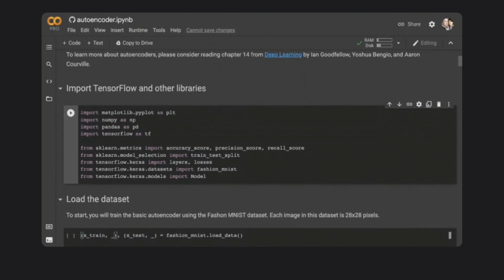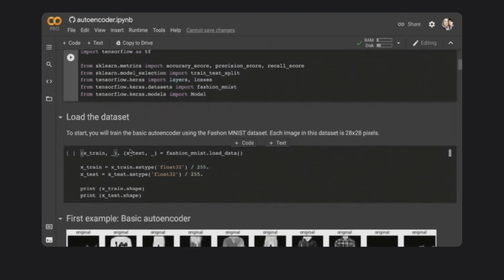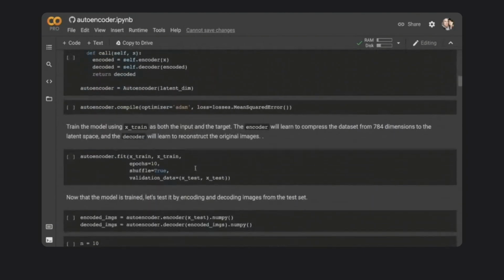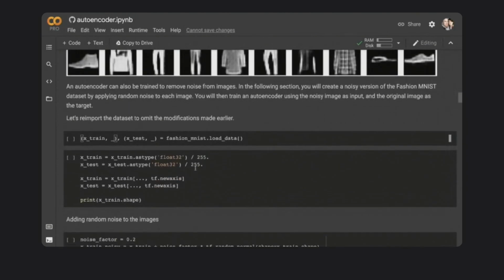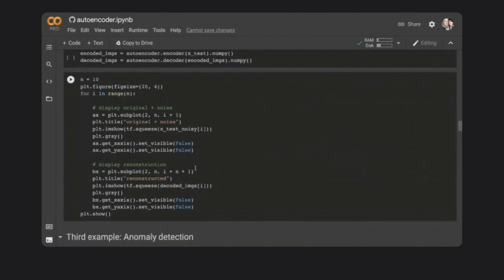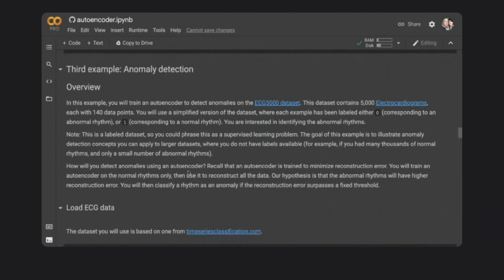But first, before we do that, we need to import TensorFlow and other libraries. So I'm just going to run this cell. What this is doing is just importing everything that you need for TensorFlow and NumPy and Pandas and all that kind of stuff. Okay, so the second thing that says load the data set is for fashion MNIST. I'm going to skip beyond that and scroll all the way down to the third example in this code lab, and that's down here for anomaly detection.